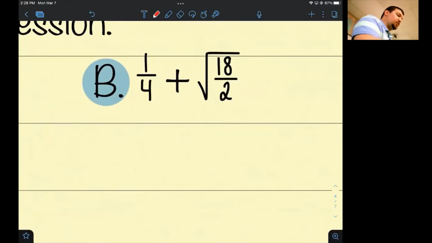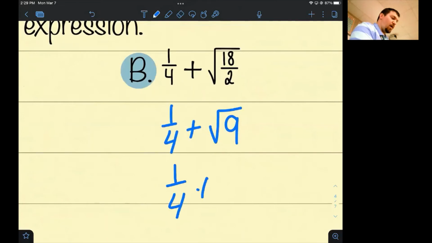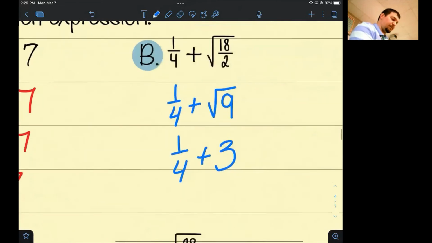1/4 plus the square root of 18 over 2. Now, I told you before that that means you square root the top and you square root the bottom numbers. That's not going to work very well for this fraction because neither one of them are perfect squares like they were up above. But what do you notice about 18 halves? 18 halves is actually the same as 9. And what's the square root of 9? 3. So 1/4 plus 3 is what? 3 1/4.